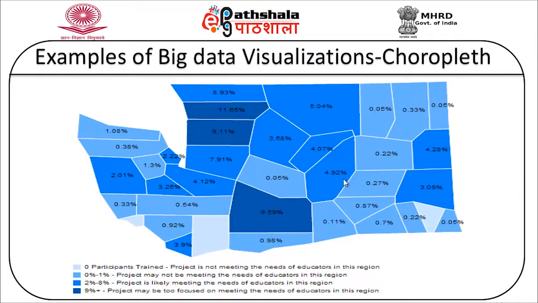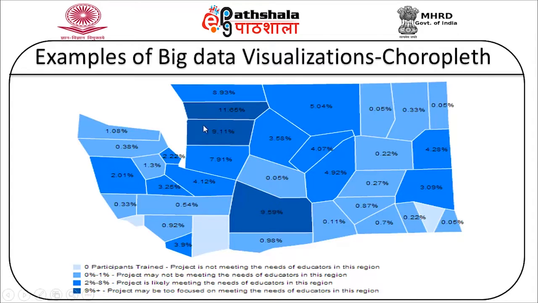Some other examples of big data visualization. Choropleth is one example of big data visualization, wherein we can see the various regions and the number of participants that have been trained in various regions, and whether the project is meeting the needs of educators in that particular region.